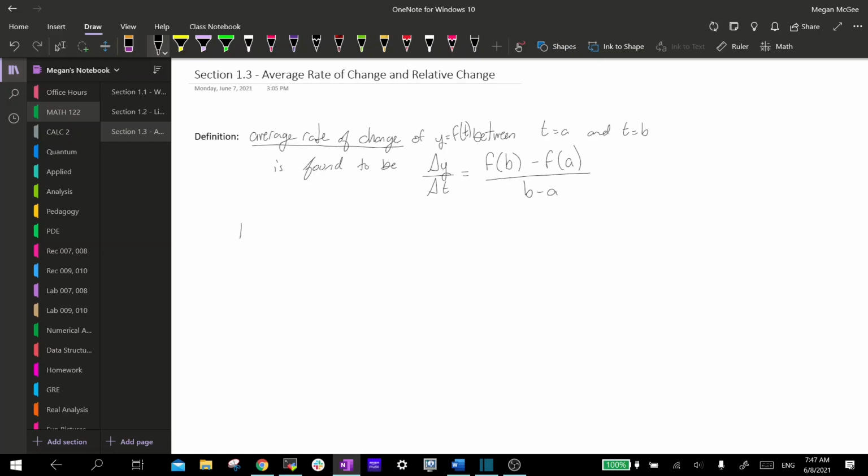So the average rate of change is actually the slope when we are talking about linear functions. But we can calculate the average rate of change for any function, not just linear functions.